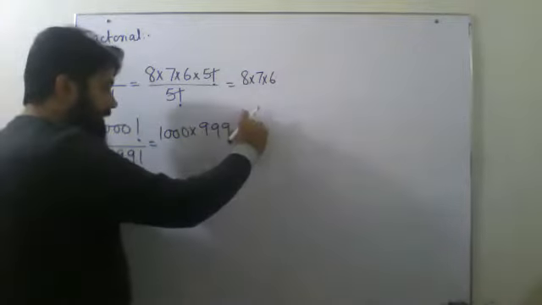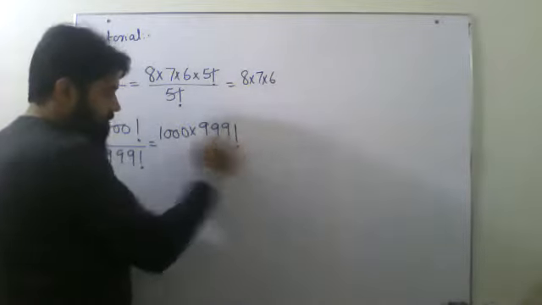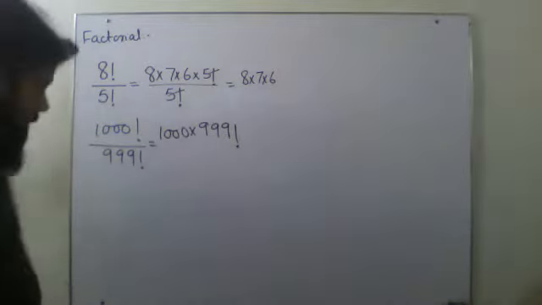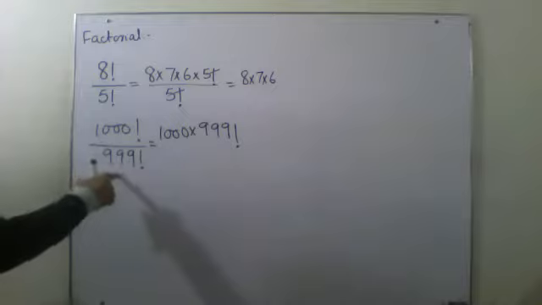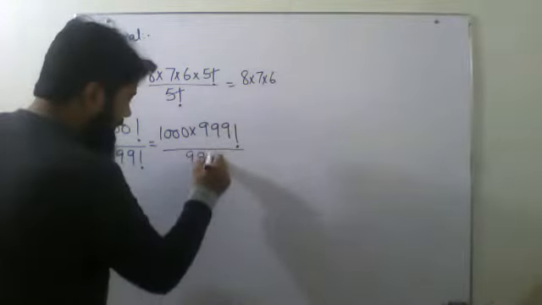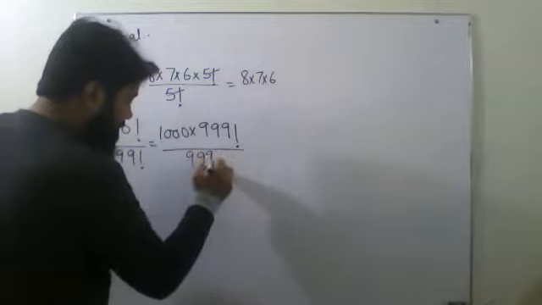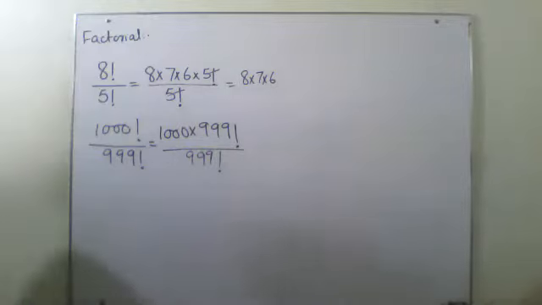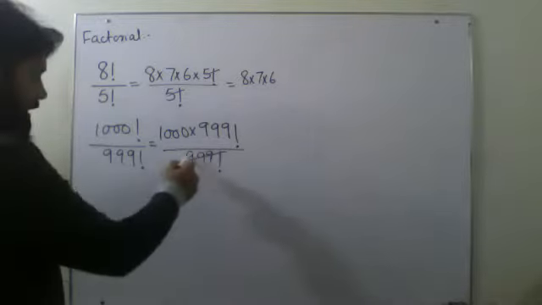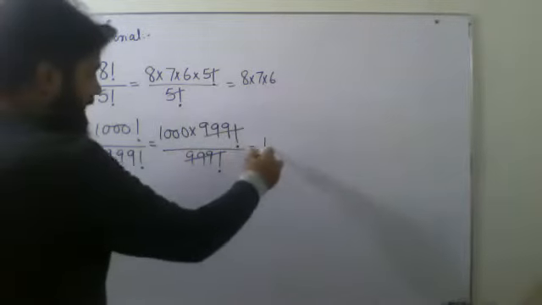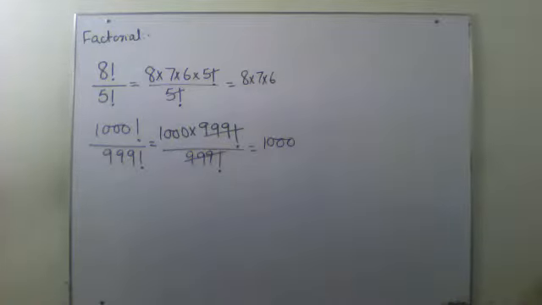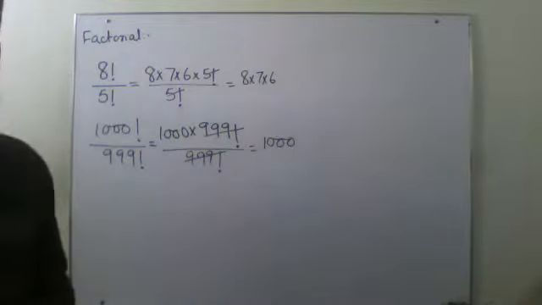I'm not going till that end. Why am I stopping here? Because I can see here that this is also 999 factorial. So I have stopped there. And cancelling these two, my final answer will be equal to 1000. My final answer will be directly 1000.